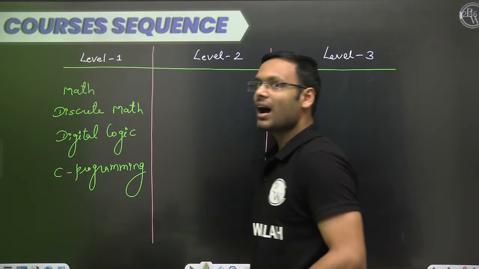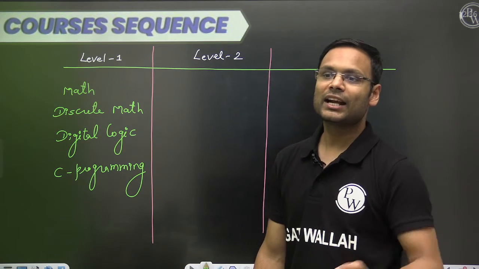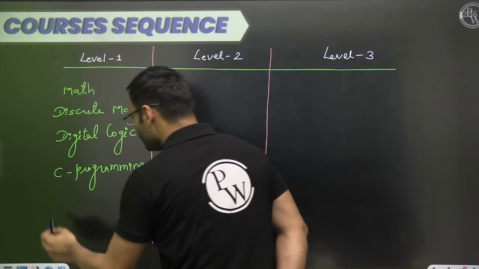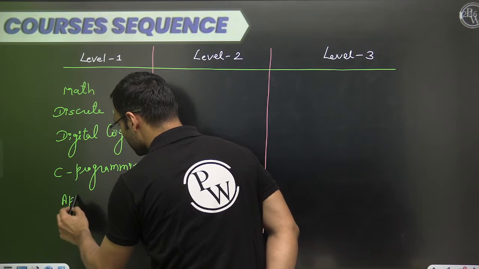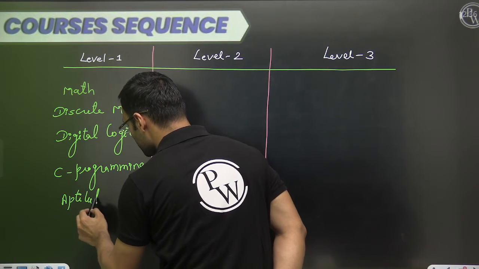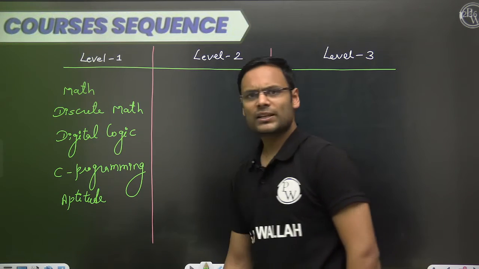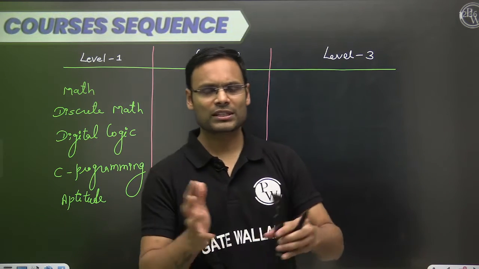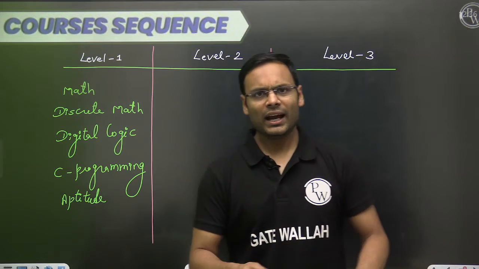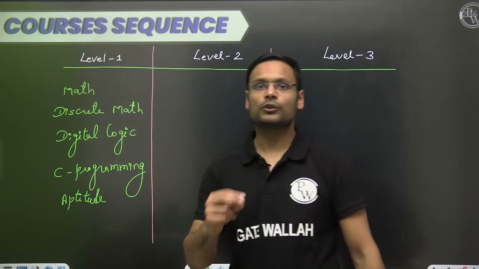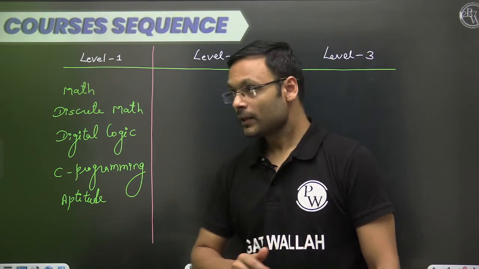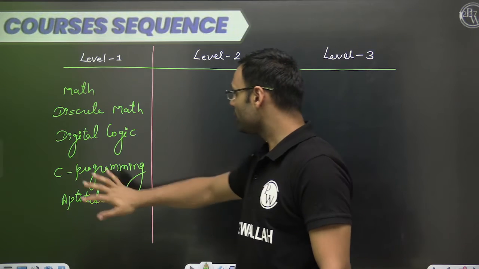Most of the things are related to probability and combinatorics. Then you have general aptitude also in this. This is also simple mathematics only, which you have studied from your 7th, 8th classes onwards, and you will learn how to solve the questions quickly in the aptitude. So these are the level 1 courses.